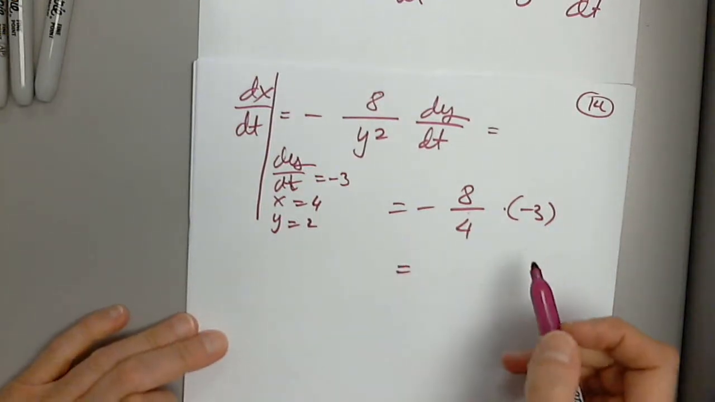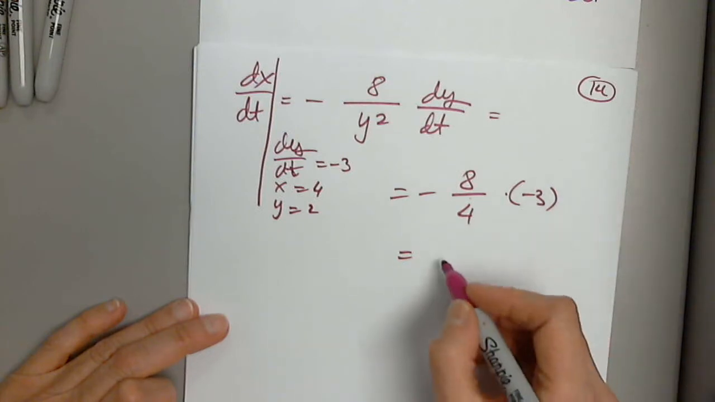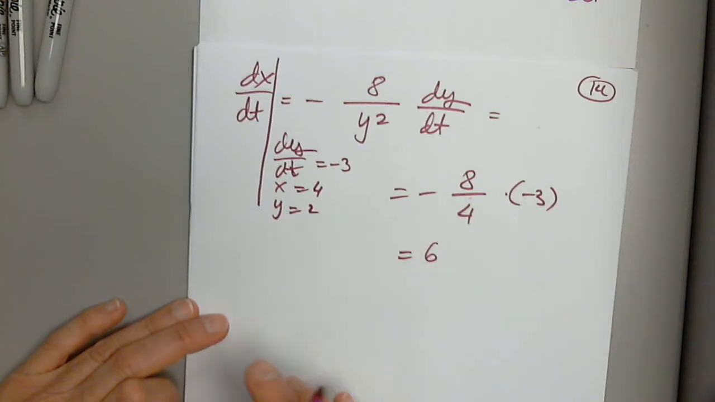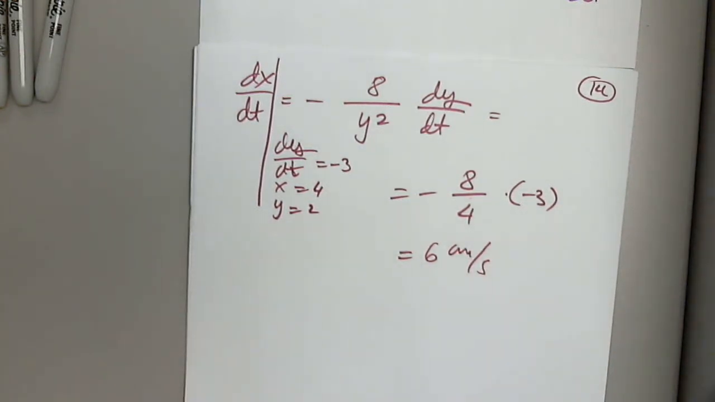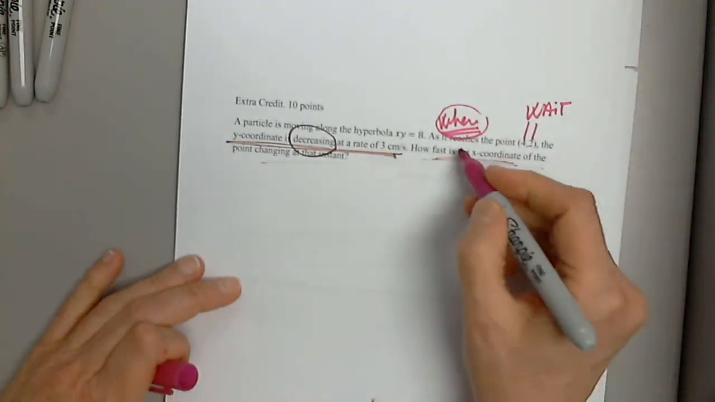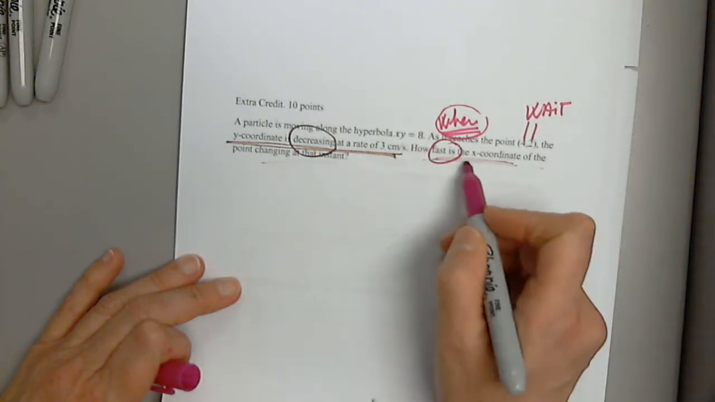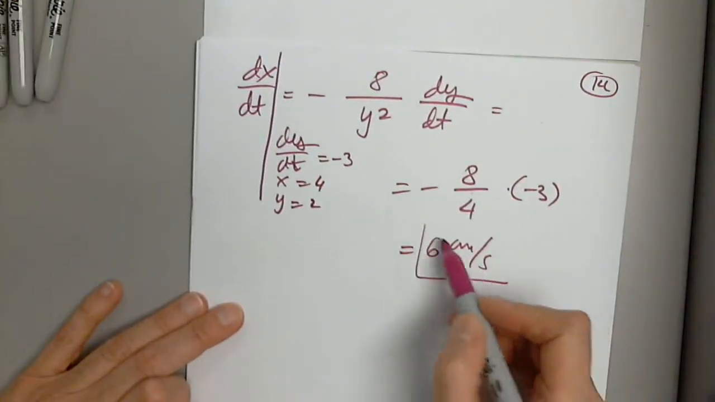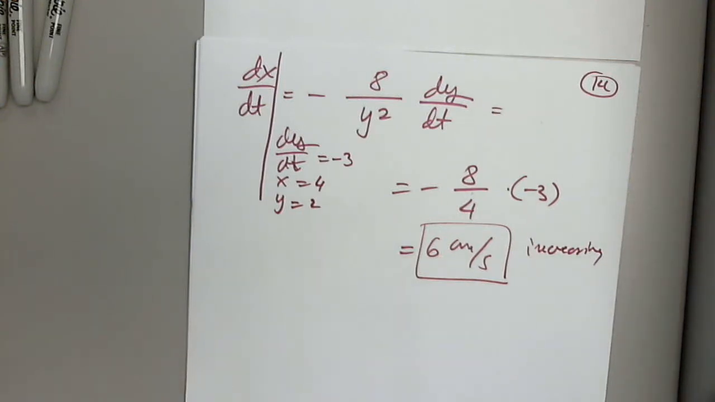So whatever this is, 6. 6 what? This is centimeters per second. Very good. Okay, now let's check. This says how fast the x coordinate is changing at this instant. So that's the answer. And it's increasing. It's a positive quantity.